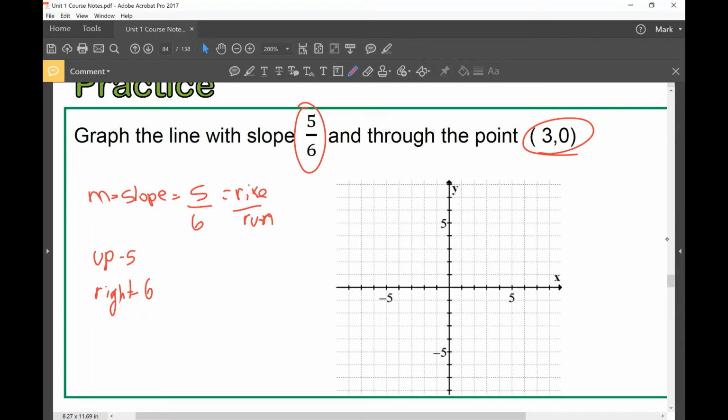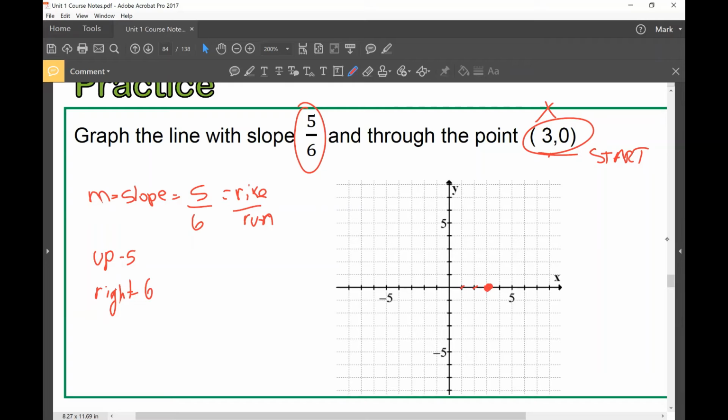Okay, I start here, at 3 and 0. So remember, guys, this is x, then y. So my starting point will be here. Okay, let me do that again. So 1, 2, 3. This is my starting point.